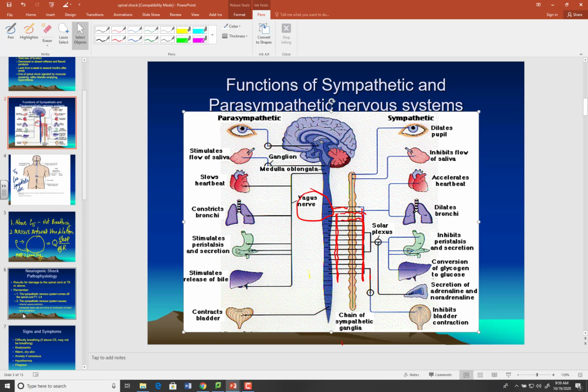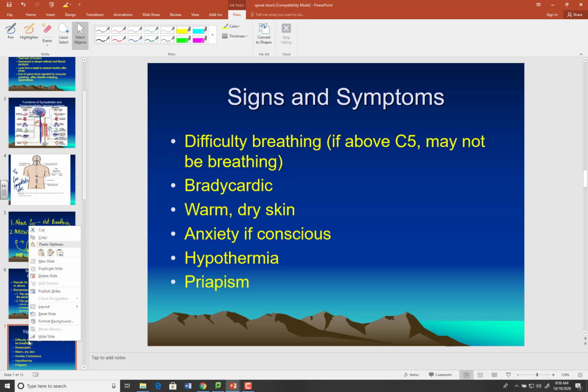So here's some of the signs and symptoms. They're going to have difficulty breathing, right? You need your brain in order to activate the intercostal muscles. So if you can't communicate with your respiratory muscles, then the only thing you can do is breathe diaphragmatically.